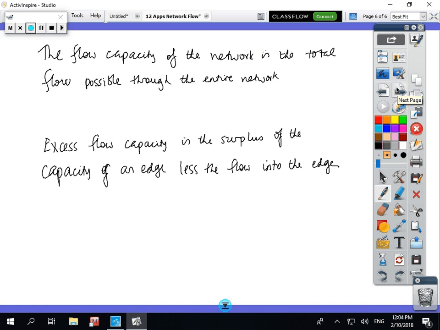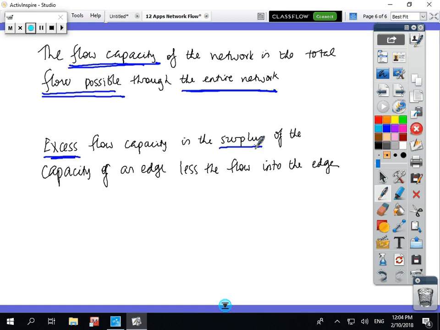Okay, so the flow capacity of the network is the total flow possible through the entire network. Any excess flow capacity is the surplus of the capacity of an edge less the flow into the edge. So on that first one we had an excess of 40 because we had 40 that wasn't being used. Okay, so copy that and come across.